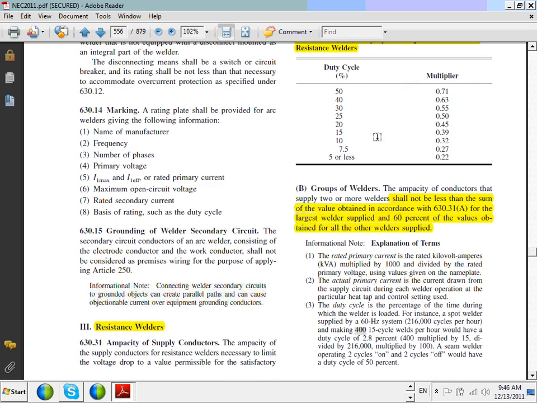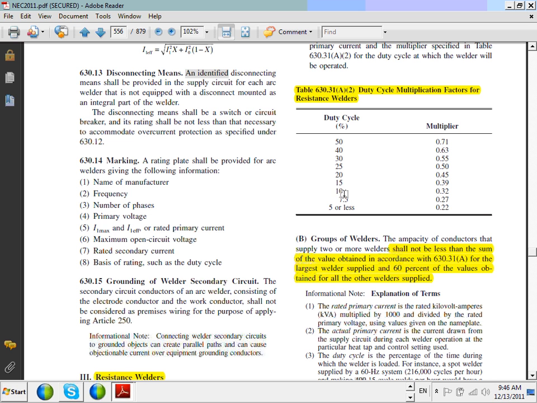This is all what you need for resistance welders. So Ashley, my friend, if you have a welder with 5% or less cycle, you have to derate the amps of this welder by 0.22, because that welder is not going to have a big impact on the grid, on the panel. Okay, any questions, guys, about this? Let me go highlight it.